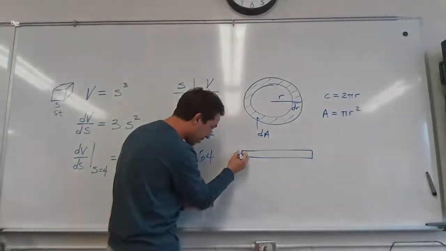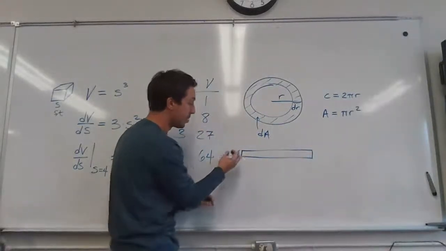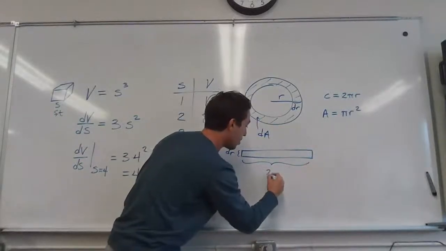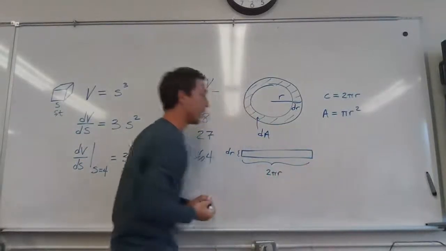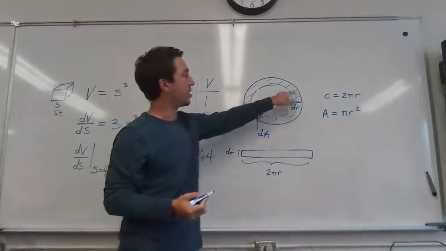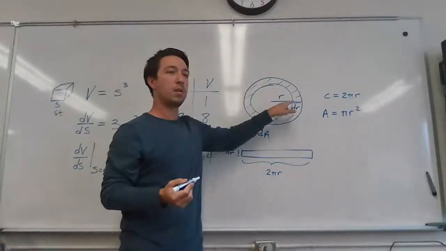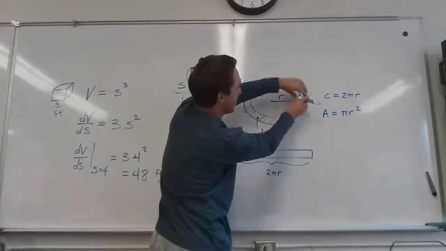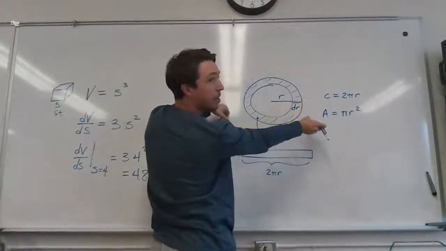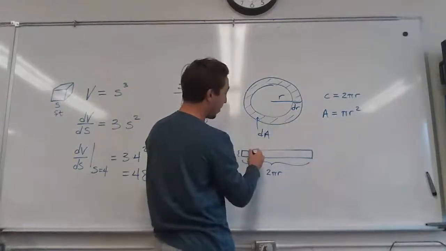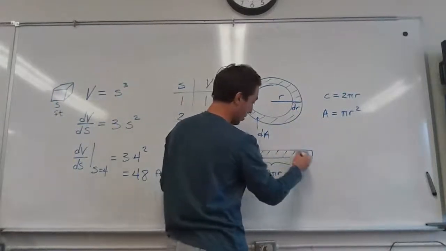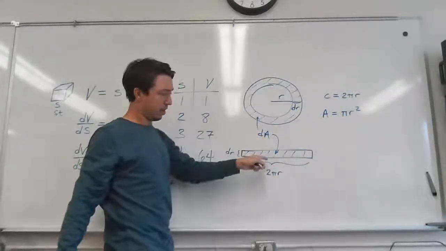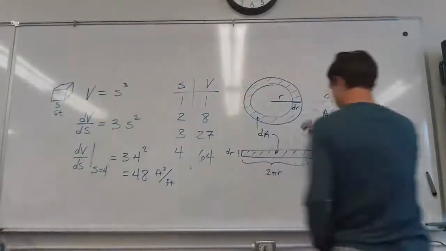How thick is the band? dr. And then how long is the band? 2 pi r, because 2 pi r is this distance around. So that's the width. So I'm taking this band and I'm peeling it right out. Now the area of the band is dA. That's that area that I just created.